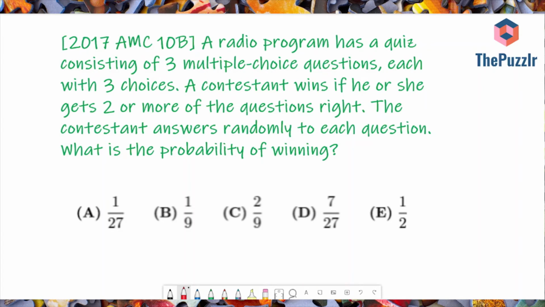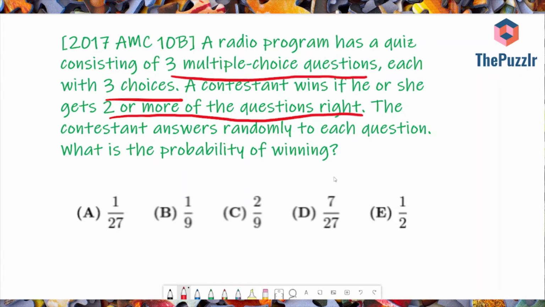Well, a contestant wins if he or she gets 2 or more of the questions right. Well, this is saying at least 2 questions right. And if you remember from our complementary counting part in the counting section of this video, that's usually a good sign of using complementary counting. So here we can try using complementary probability. And there's 3 choices and 3 questions. So if they get 1 or 0 questions correct, maybe we don't need to use complementary counting here.